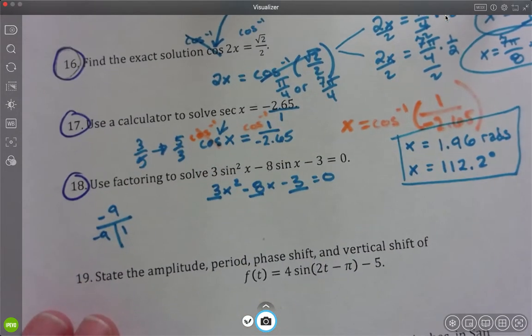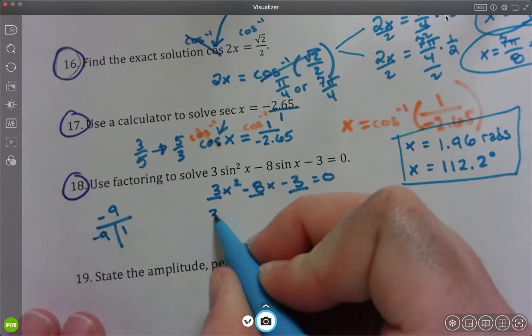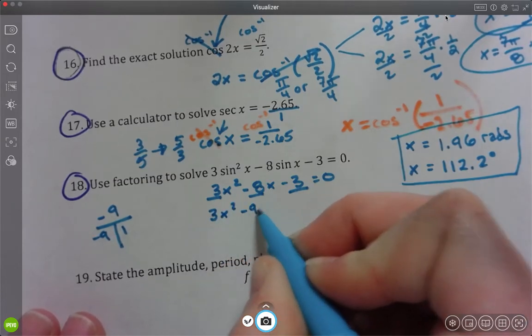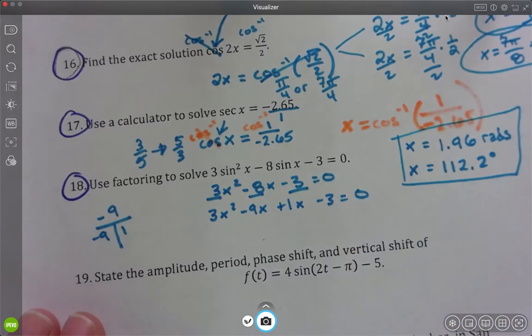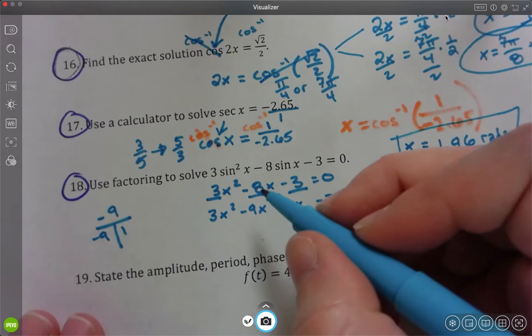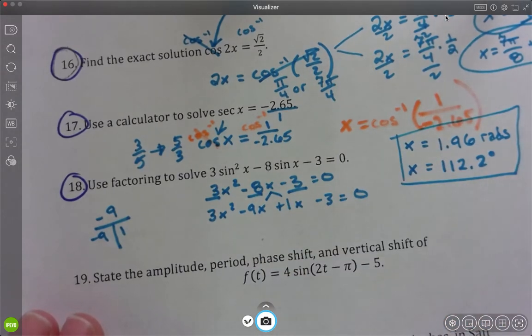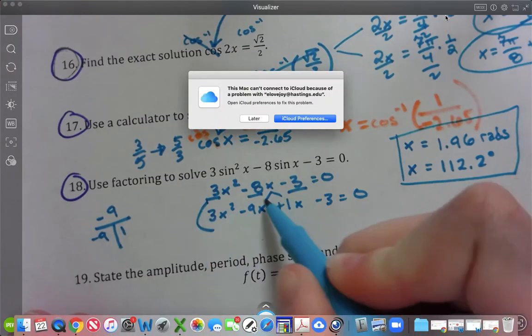And then I'm going to do this, 3x squared minus 9x plus 1x minus 3 equals 0. I take that 8 and I split it into 2 pieces. I'm kind of going through this fast, so if I feel like I'm going too fast, pause the video if you need to. I'm going to group and pull things out.